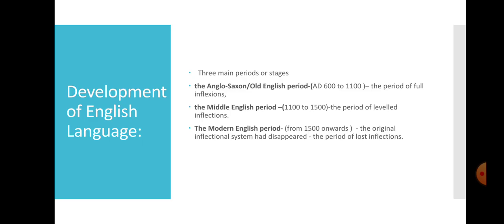The span of its development constitutes three main periods or three main stages. The first one is the Anglo-Saxon period, which is otherwise called the Old English period. And the Old English period extends from AD 600 to 1100. This period is called the period of full inflections.